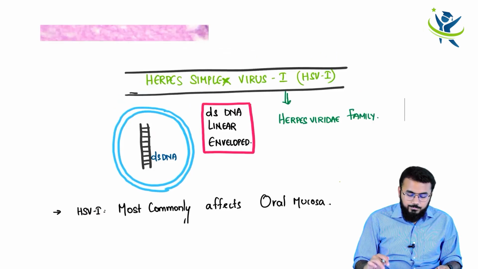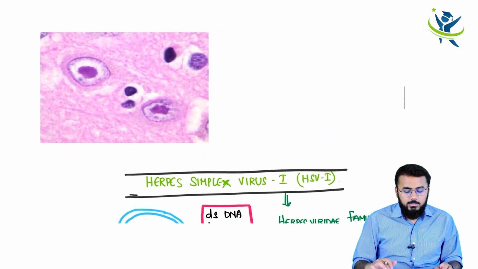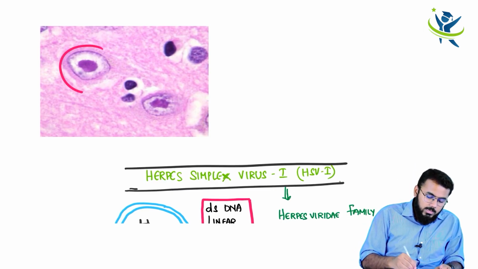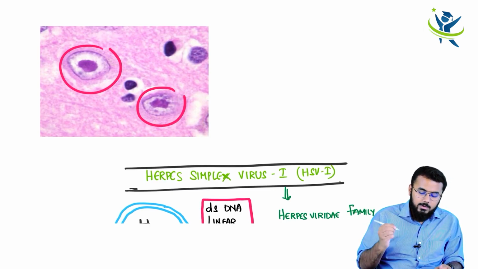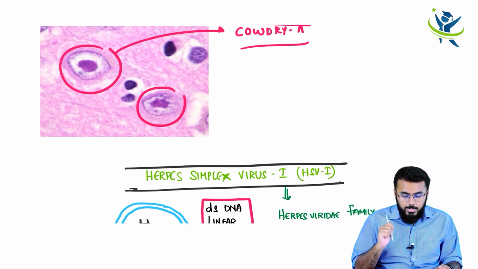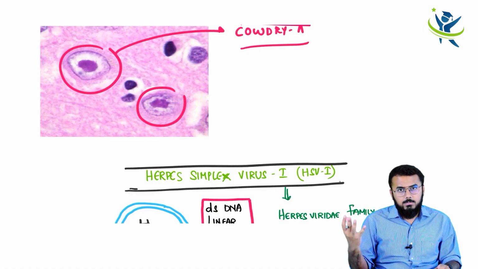Now if you look at this specimen over here, in this histology, in this biopsy, you can see these bodies over here, right? So these bodies are nothing but called as Cowdry bodies. These are called as Cowdry type A bodies. Very important, right? So these are the basic things which you need to know regarding the herpes simplex virus 1.